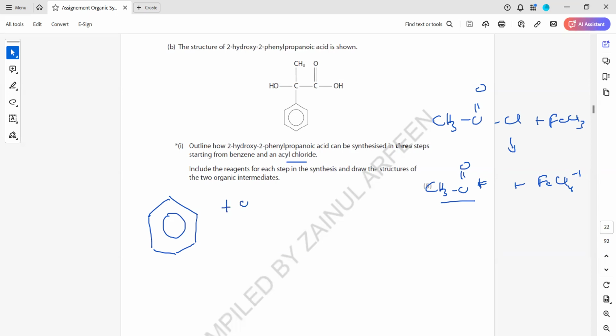So when this is added, we don't have to show the mechanism. So this will be C double bonded with O and Cl, plus H will be removed from here. It will combine with this iron 3, so it will form HCl plus FeCl3. This will be the first step.